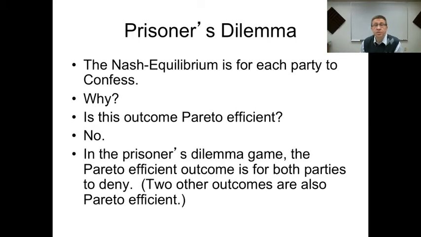So in the prisoner's dilemma game, the Pareto efficient outcome is for both parties to deny. And in fact, and this is not something that's on the test, the two outcomes where one is confessing and one is denying, those are actually also Pareto efficient outcomes as well. The reason those are Pareto efficient: if one of the players is getting their very best possible outcome, right, 1 year in prison, if you switched away from it, that player's worse off. So those two outcomes where one is confessing and one is denying are also Pareto efficient outcomes.